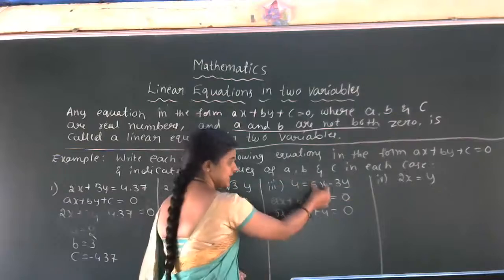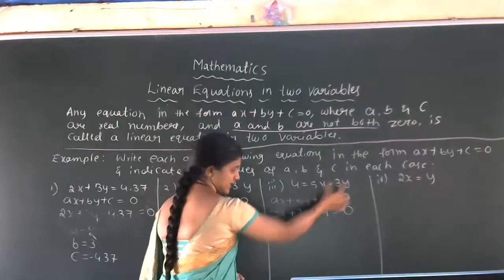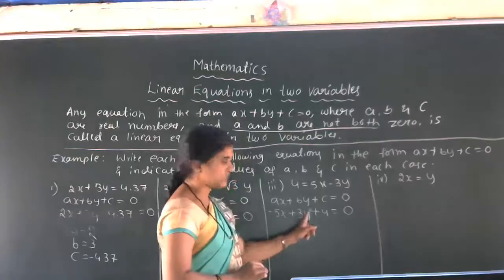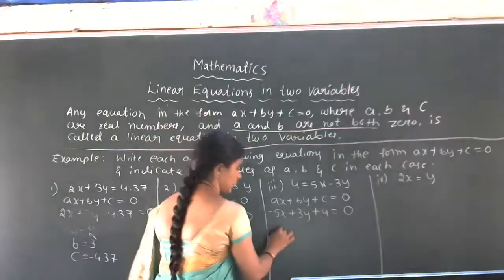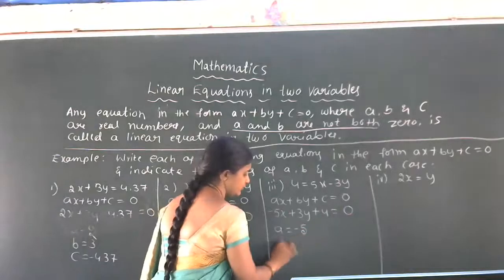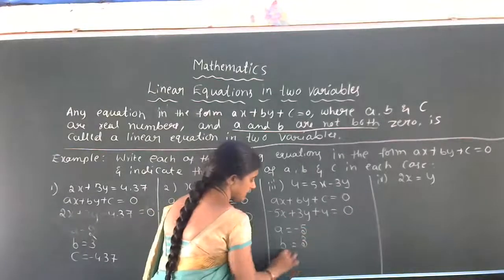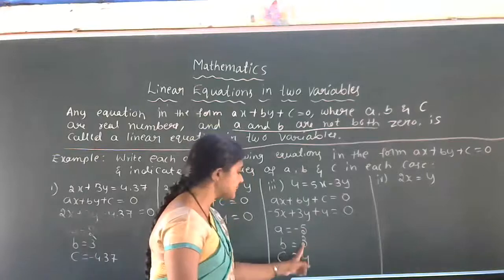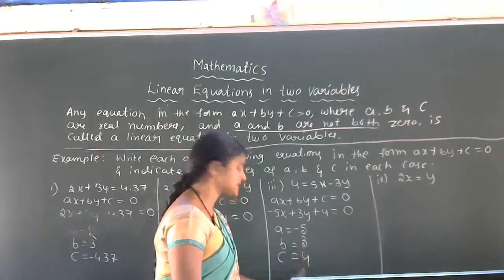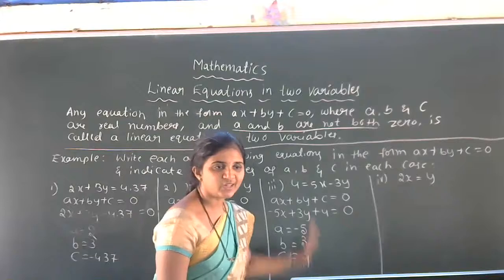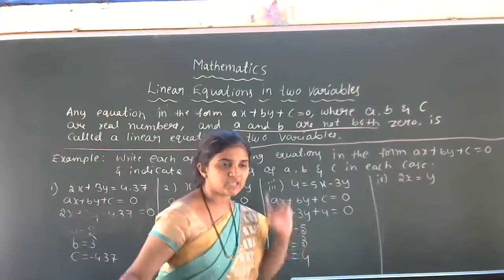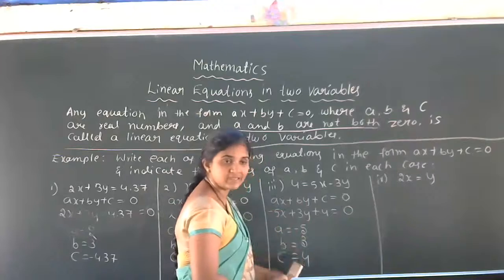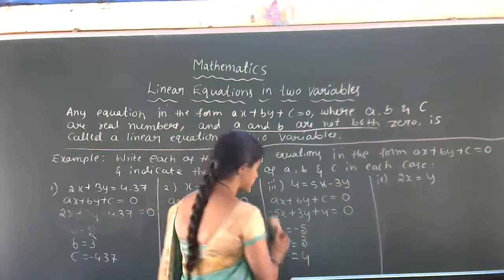First, we moved 5x to this side, minus 3y to this side, then 4 is here only: minus 5x plus 3y plus 4 is equal to 0. a value is minus 5, b value is 3, and c is equal to 4. Got the idea? a is minus 5, b is 3, c is 4. Got the idea of solving this problem? So you got the first method.